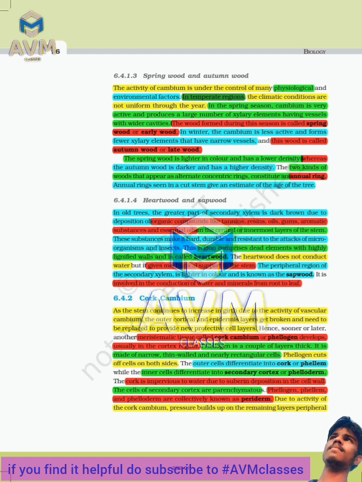The heartwood does not conduct water, but it gives mechanical support to the stem. The peripheral region of the secondary xylem is lighter in color and is known as the sapwood. It is involved in the conduction of water and minerals from root to leaf.